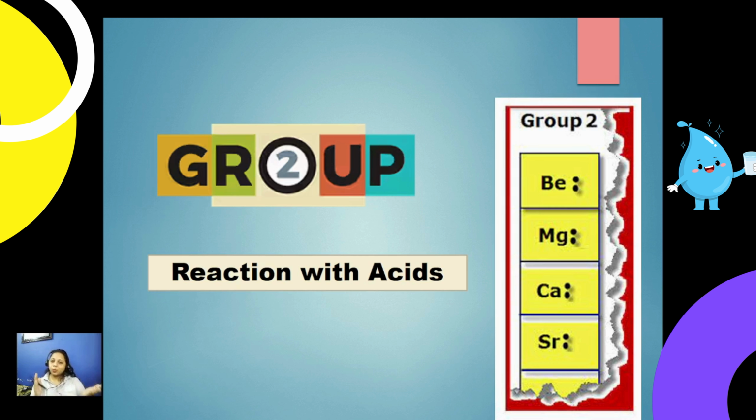This is a video related to our inorganic chemistry, that is group number 2. So we are going to discuss today in this video the reaction of the alkaline earth metals with acids. So here we are going to discuss two main acids. One is hydrochloric acid, the other one is sulfuric acid. The same goes with nitric acid as well, but we are going to discuss these two only.